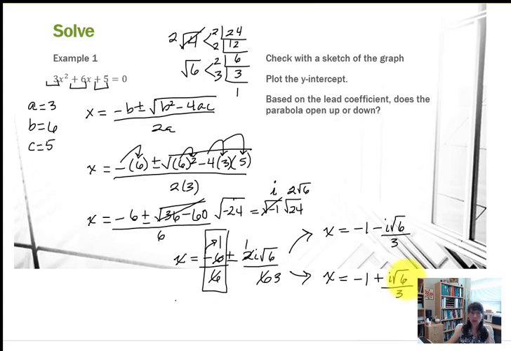Now don't reduce this 6 and 3, because 6 is under the radical and therefore it cannot reduce with a term that is outside of a radical. So you can see that we have two complex solutions here, and it means there's no x-intercept.